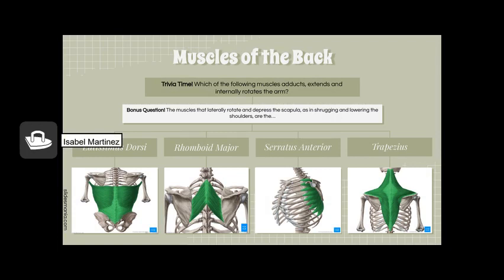The next portion of the body is going to be our back. So these are a few muscles of the back. We have the latissimus dorsi, the rhomboid major, the serratus anterior, and the trapezius. I've included visuals for all of these muscles just so you can go ahead and take a peek.